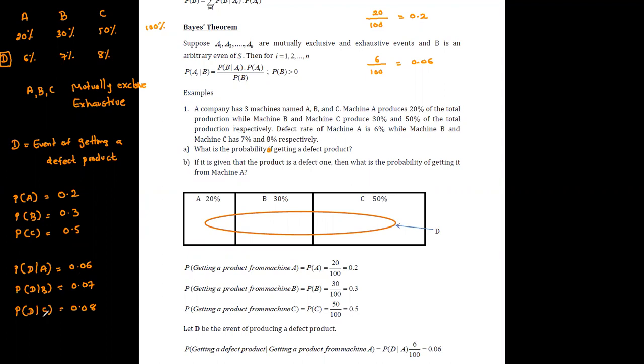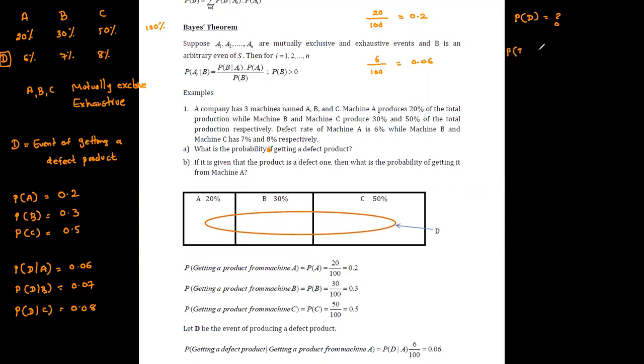We know that this event D is the event of getting a defect product, and they are asking us what is the probability of occurrence of this event D. This is the quantity that we need to find out. What we can do is, according to the situation, arrange this equation. Rather than saying A1, A2, A3, here we have A, B, and C. Then we can rewrite this equation in this form.